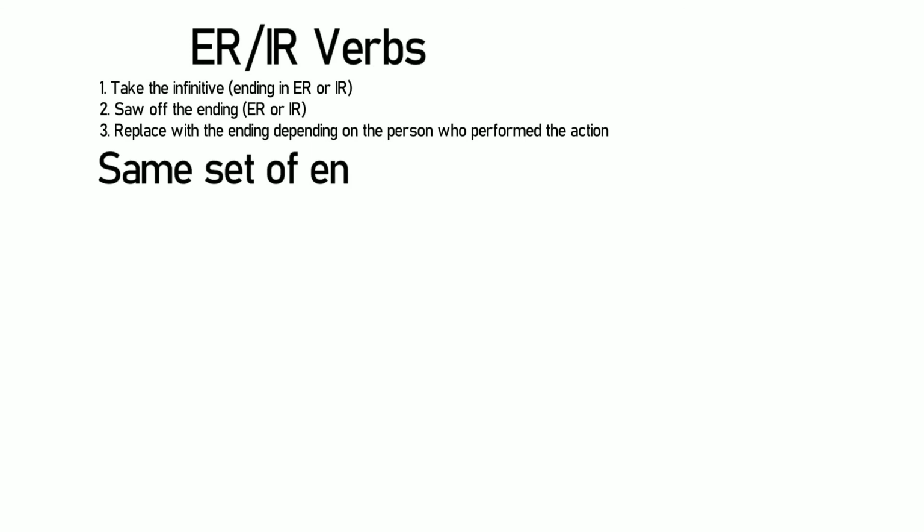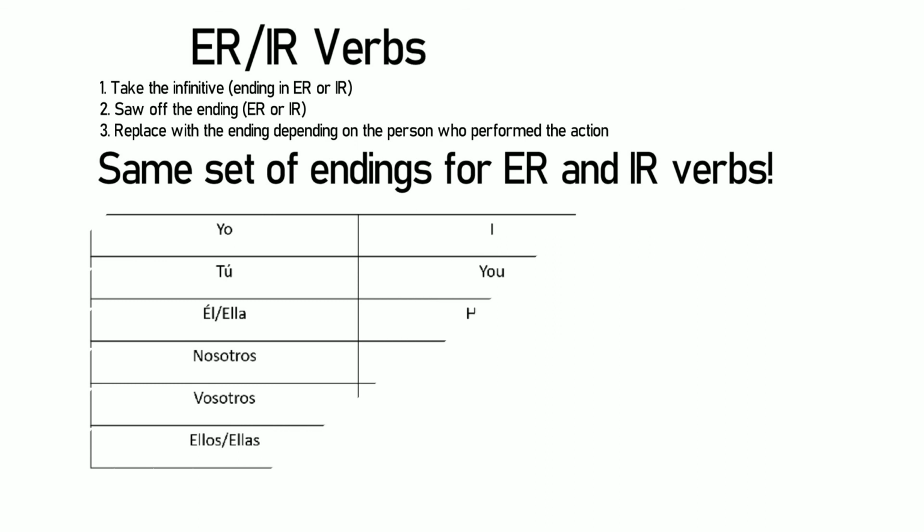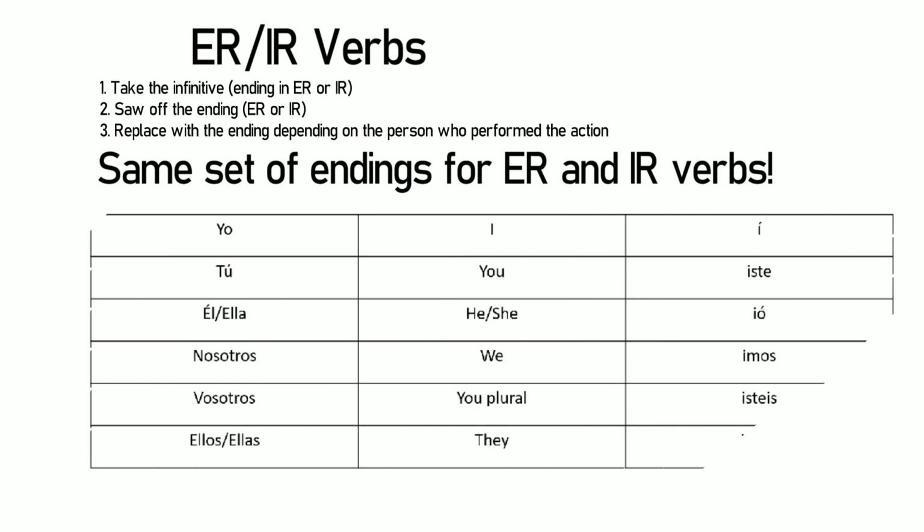So for ER and IR verbs, it's the same principle but with a different set of endings. So we take the infinitive ending in ER or IR, we saw off the ending, so the ER or IR part, and we replace it with the correct endings. And fortunately for us, ER and IR verbs share the same set of endings in this tense. So those endings are í, iste, ió, imos, isteis, ieron. And some of you may have noticed there are some patterns that mirror themselves both in AR endings and the ER and IR endings.